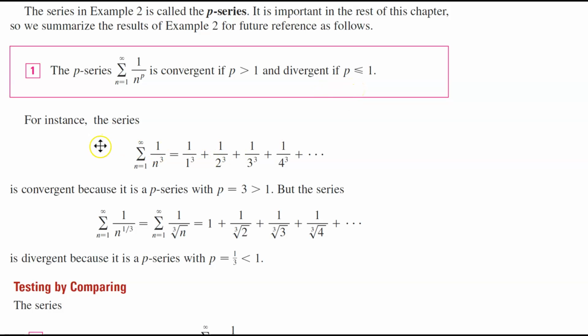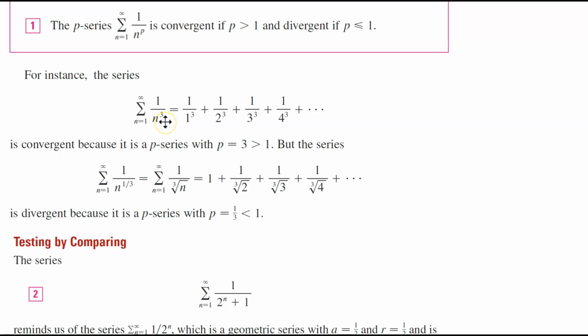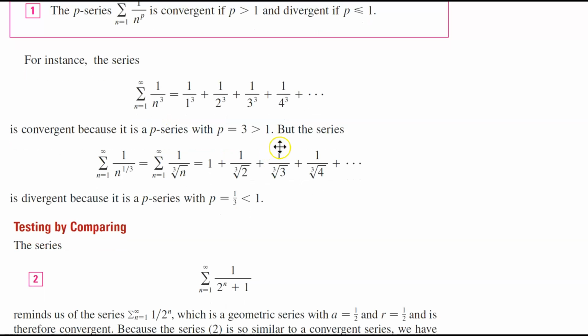So for instance, the following series, 1 over n cubed as n goes from 1 to infinity, is equal to 1 over 1 cubed plus 1 over 2 cubed and so forth. It's convergent because it is a p-series with p equal to 3, which is greater than 1. But the following series, 1 over n to the 1/3 power, which is the same thing as 1 over the cube root of n, is equal to 1 plus 1 over the cube root of 2 plus 1 over the cube root of 3, and it is divergent because it is a p-series with p equal to 1/3, which is less than 1.